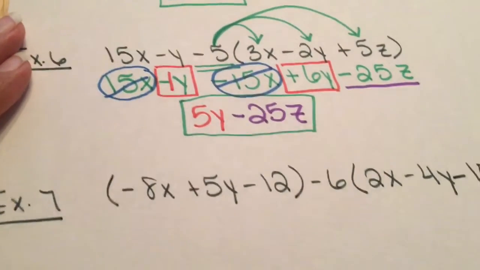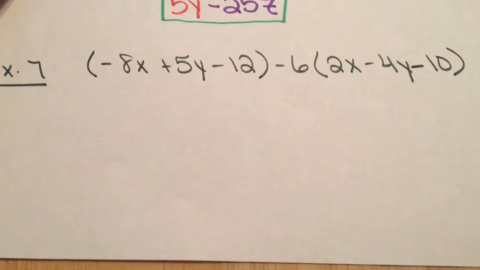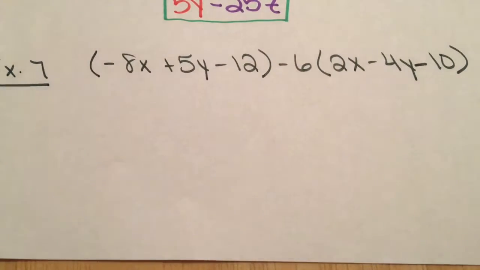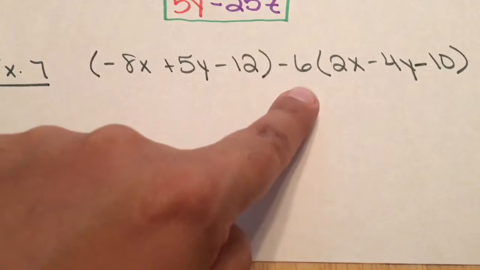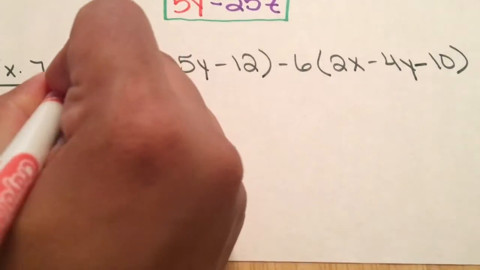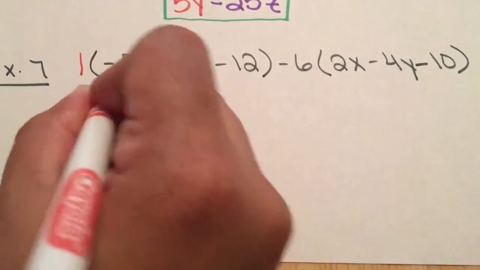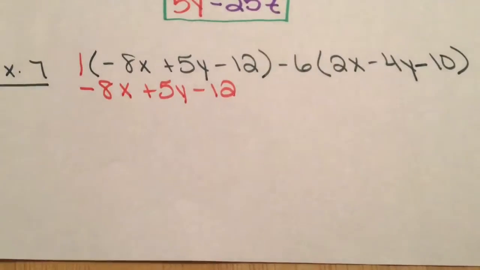Okay, so let's look at our next example. Notice that they're getting larger. So on example 7, we can see, yes, this is a huge problem. We not only have one parentheses, but 2 sets of parentheses. So I'm going to work with them. On the first one, we have negative 8x plus 5y minus 12, and then minus 6 times 2x minus 4y minus 10. Since there's no number here that I can see, if we want, we can go ahead and put a 1 here and distribute that 1 everywhere. But again, multiplying anything by 1 is just going to leave us with what we started with. So I'm just going to rewrite that.